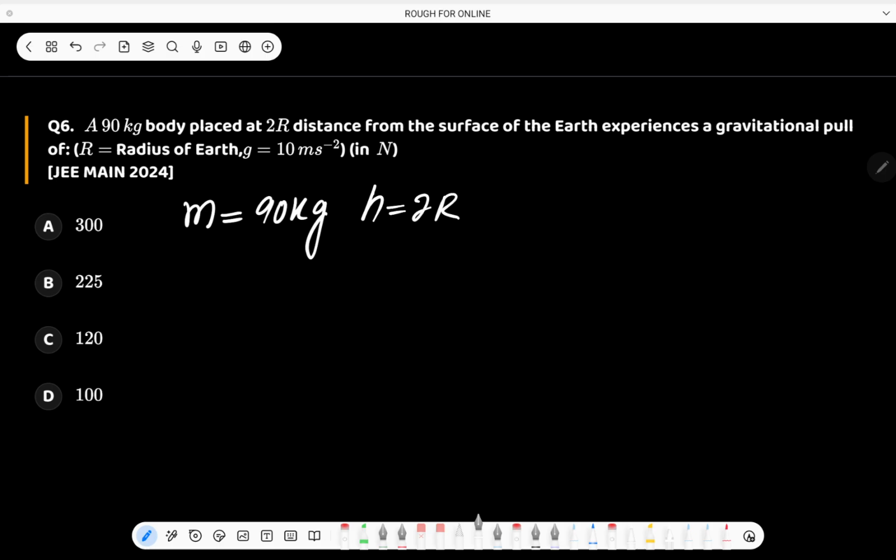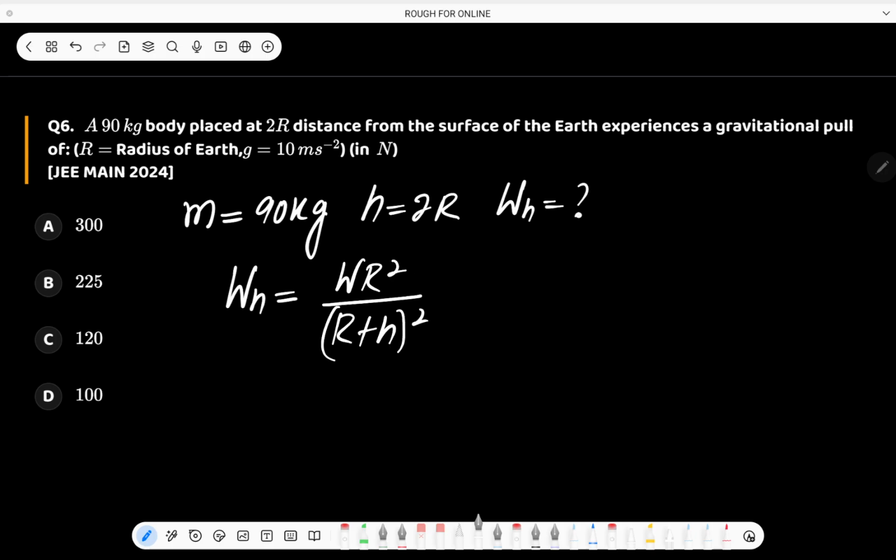It experiences a gravitational pull, you will have to calculate what is the gravitational force. That means you will have to calculate WH at this very point. Okay, can we do this? Easily we can do it. So WH will be equal to what? It is equal to W into R square divided by R plus H whole square, isn't it?